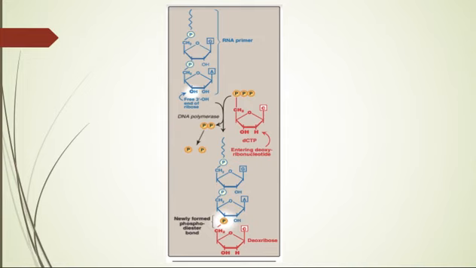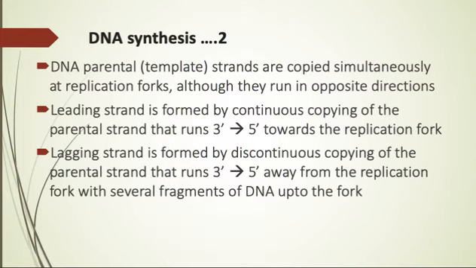Okay, so then what happens after that? The DNA parental strands, that is the template, are copied simultaneously at the replication fork, although they run in opposite directions. So what is it? The leading strand is formed by continuous copying of the parental strand that runs 3' to 5' towards the replication fork.